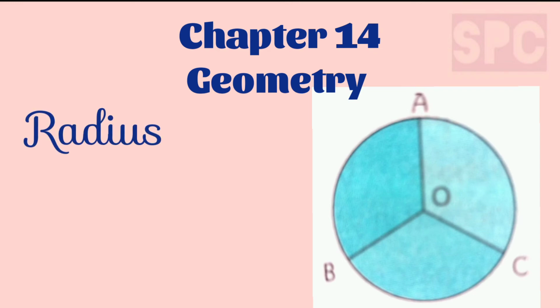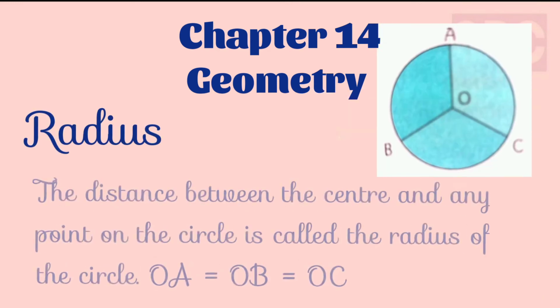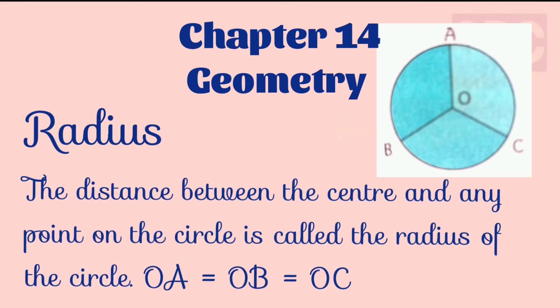Now, what is a radius? The distance between the center of the circle and any point on the circle is called the radius. Thus, each of the line segments OA, OB and OC represents a radius of the circle. The plural of radius is radii. All the radii of the circle are of equal length.